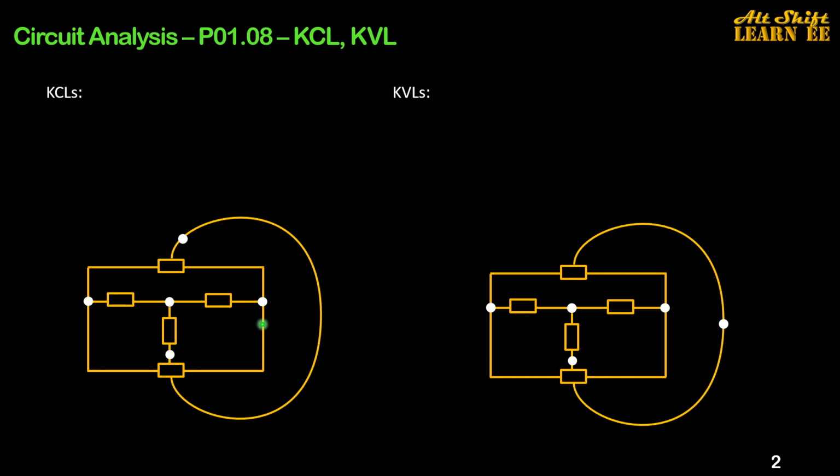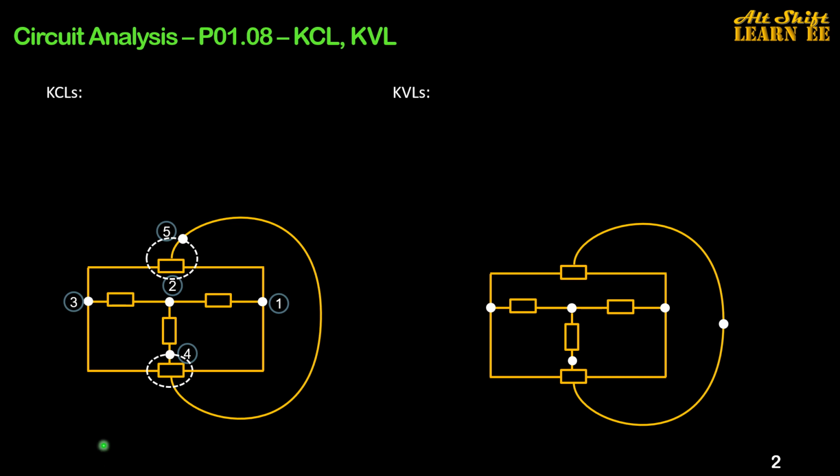To do that for KCLs, I'm naming the nodes as such. Name node 1, 2, 3, 4, and 5. You may consider a super node for nodes 5 and 4 as I have shown here. Again, I can write KCL equations for these Gaussian closed surfaces.